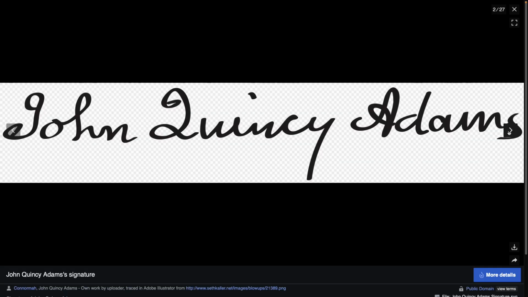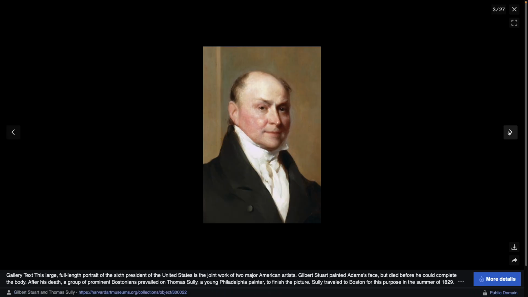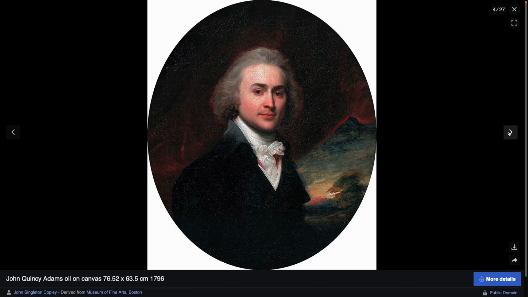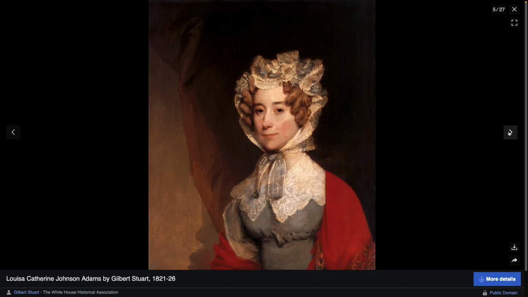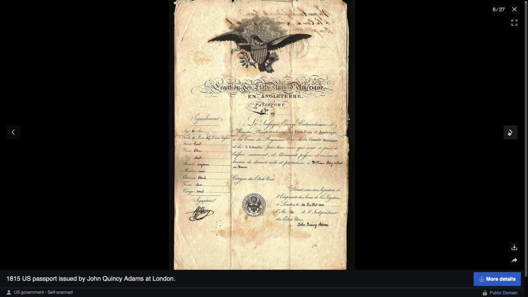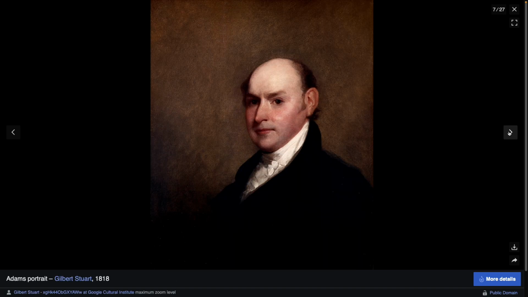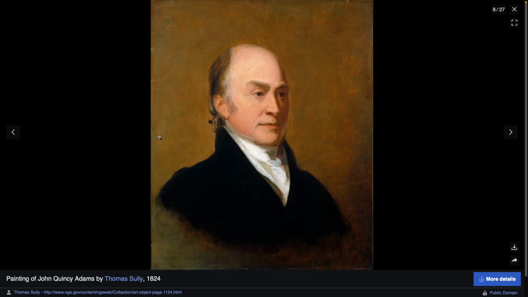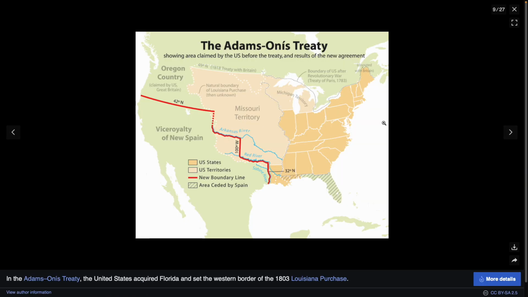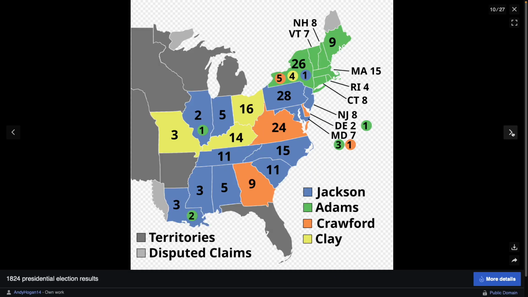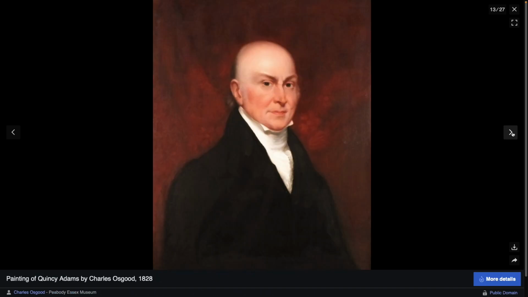We saw this one. That's the Hancock. Another painting. Another painting of him as a young man. Wow. Who is that? His wife? That's how passports looked back in the day. Another portrait where he looks kind of different in this one. The Adams-Onis Treaty, showing area claimed by the U.S. Okay, we're running out of time, so I'm going to blow through these.